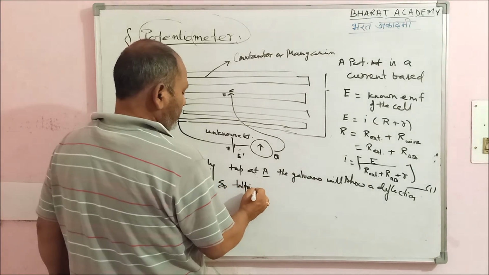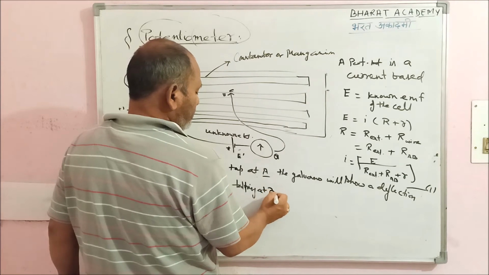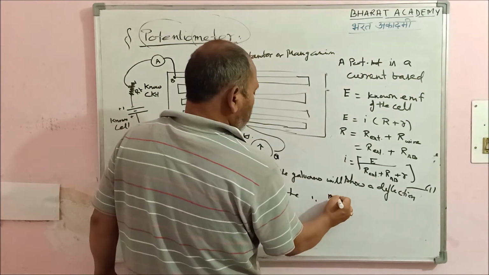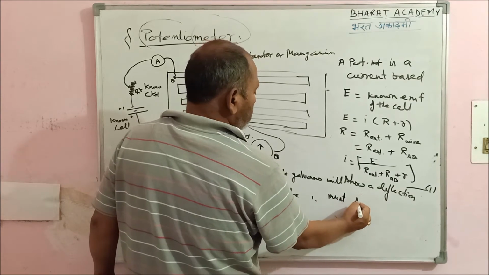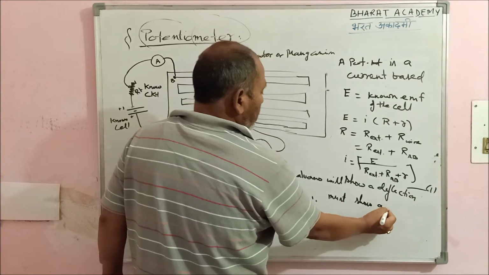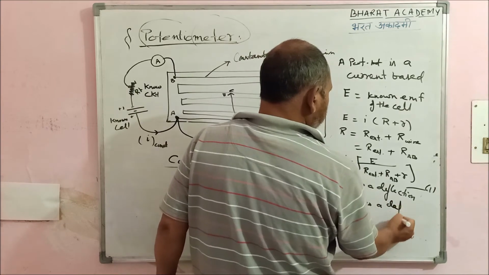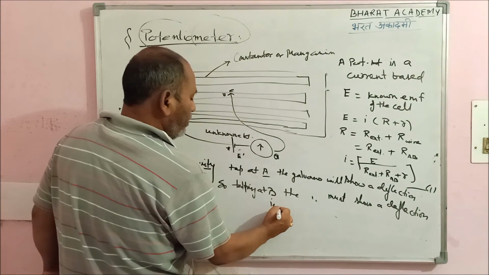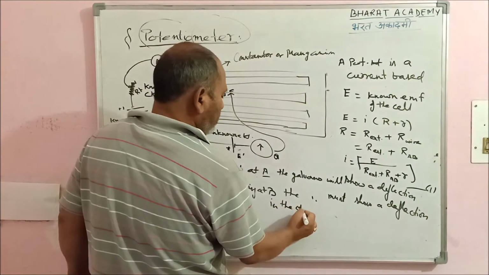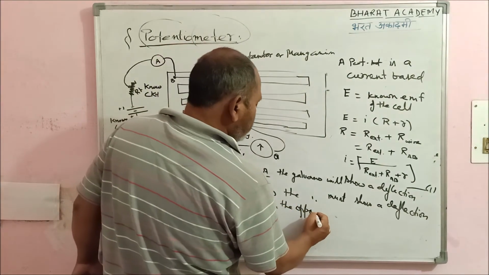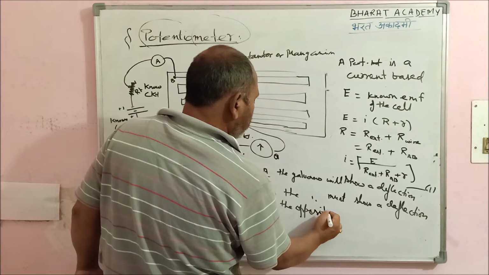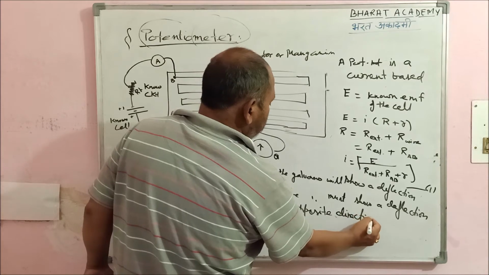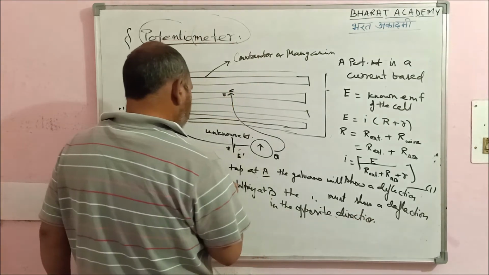So, tapping at B, remember this is the key factor: the galvano must show a deflection in the opposite direction. This is a very important point of this practical. That's how we check the continuity.